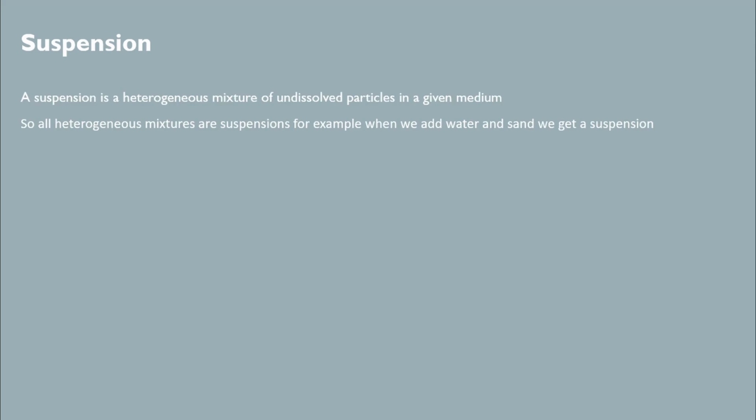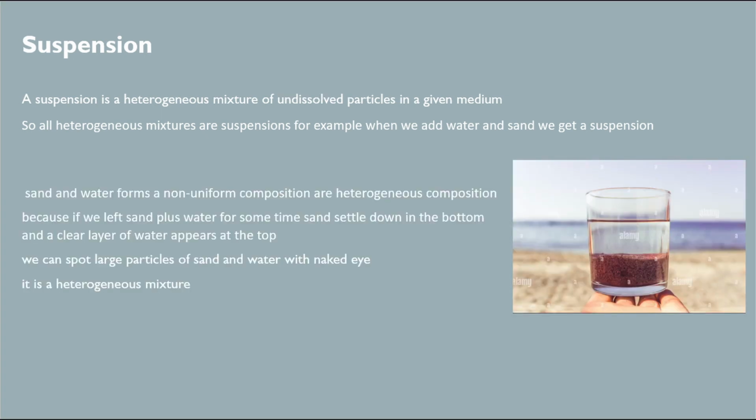So, what is a suspension? A suspension is a heterogeneous mixture of undissolved particles in a given medium. So all heterogeneous mixtures are suspensions. For example, when we add water and sand, we get a suspension. Sand and water form a non-uniform composition that is heterogeneous.